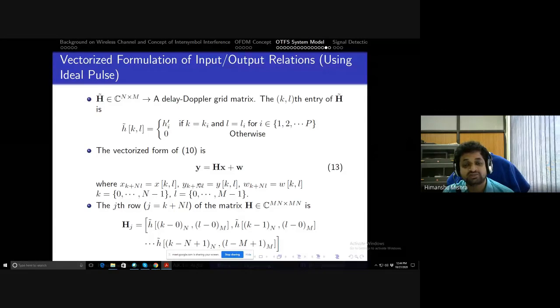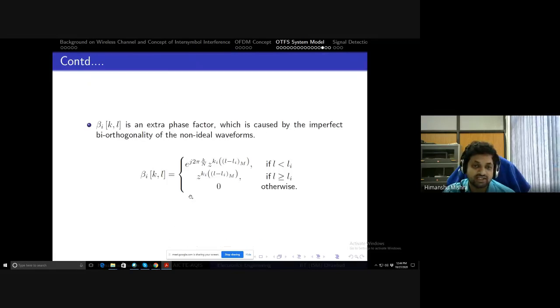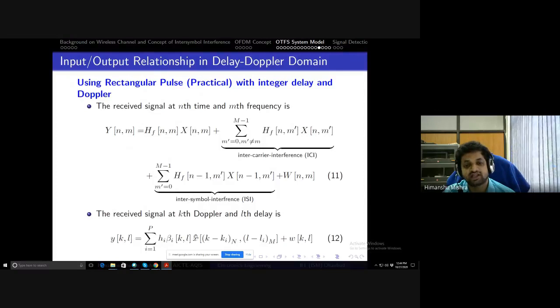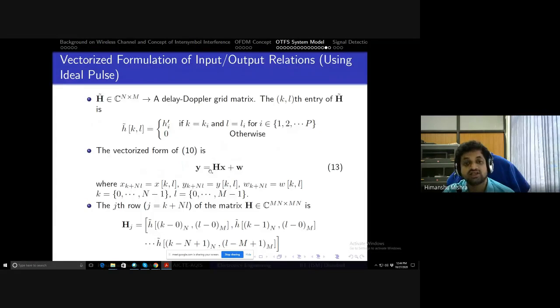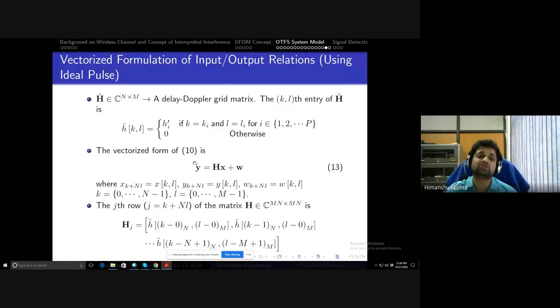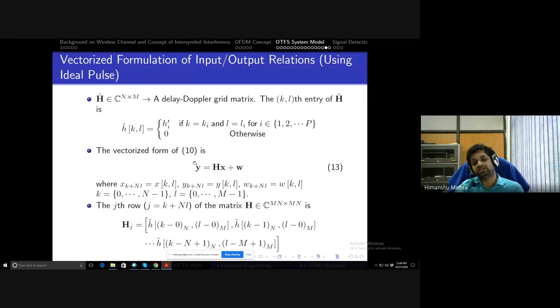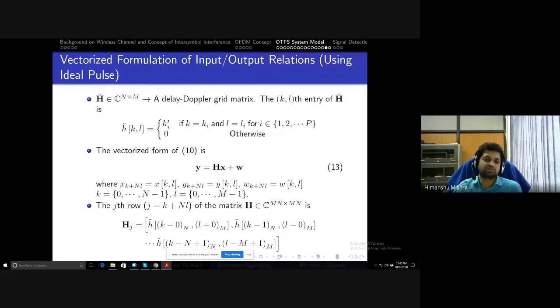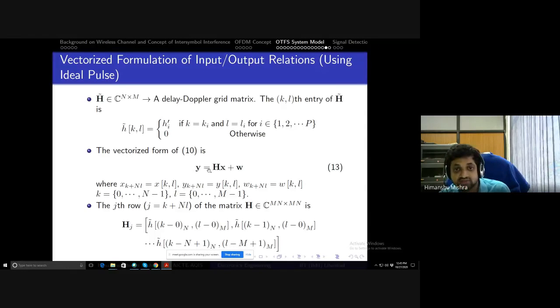So the main thing is that the y vector is also in the delay Doppler domain. That means whatever relationship we have for y[k,l], I have written in vectorized format. This is the vectorized formulation, and that is always what we want in wireless communication for any scenario. This is known as your system model. System model means the relationship between the input signal and the output signal.